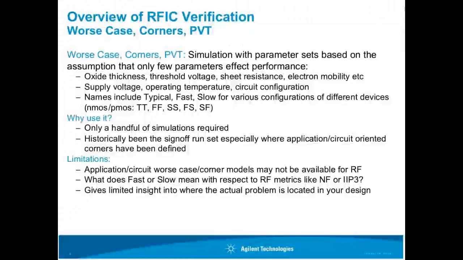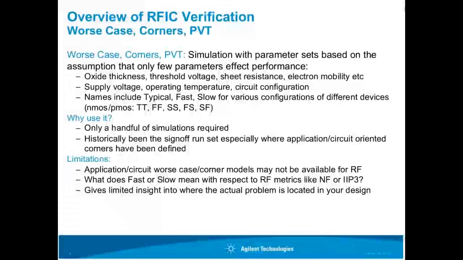To an RF designer, what does fast or slow mean with respect to RF metrics like noise figure or IP3? It's very hard for a designer to take the concept of a fast corner or a slow corner and understand how that's going to impact the kind of performance metric he's looking at. The other problem is that it really doesn't give you a lot of insight into what is causing a problem. So you run a corner and it doesn't converge or doesn't meet spec. There's not a lot of insight there that can help you understand exactly what's causing the problem.